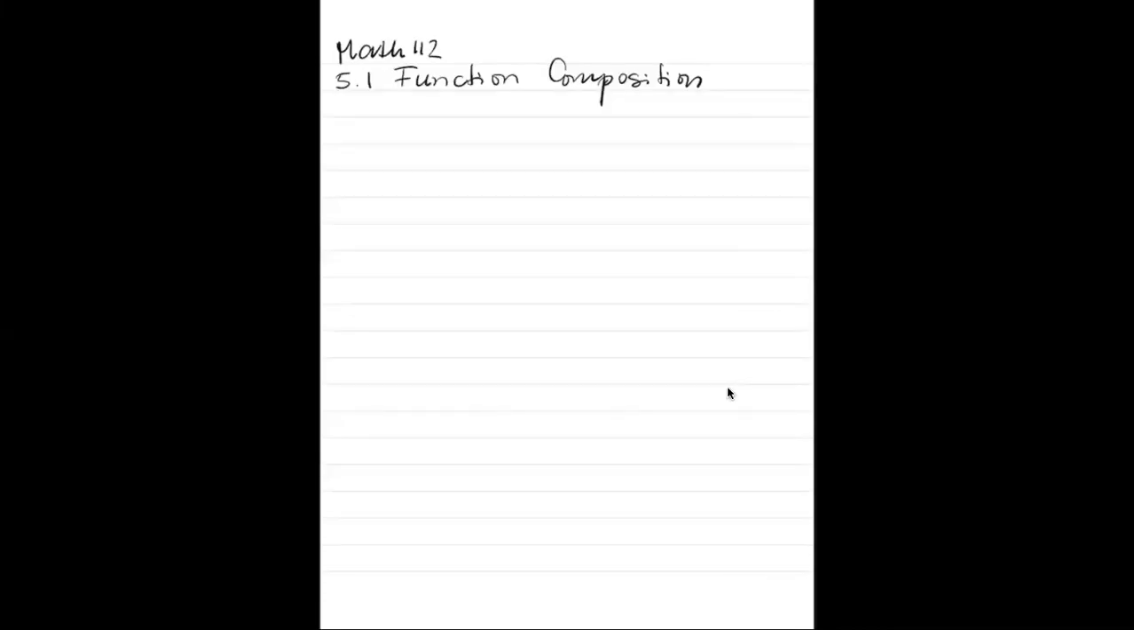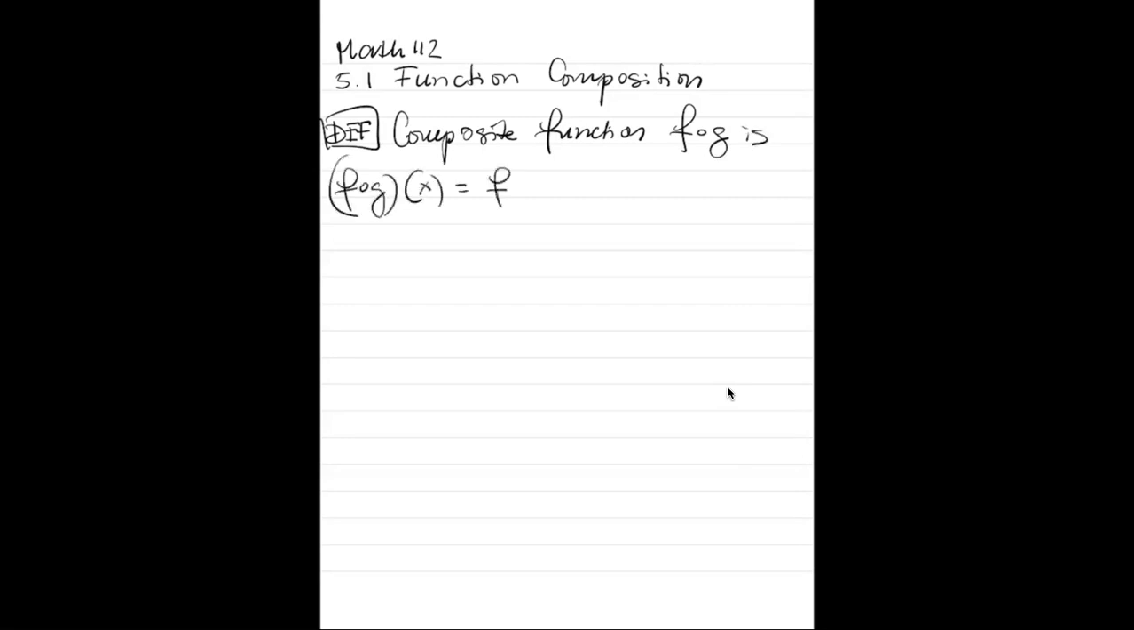5.1 Function composition. Definition. We say the composite function f composed with g is f of g of x, where x is in the domain of g, and g of x is in the domain of f.